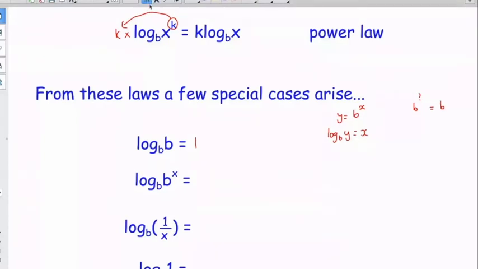So log to the base 4 of 4 is 1. Log to the base 7 of 7 is 1. Log to the base t of t is 1. And that's something that you're going to want to try and remember. None of this is in your formula booklet.